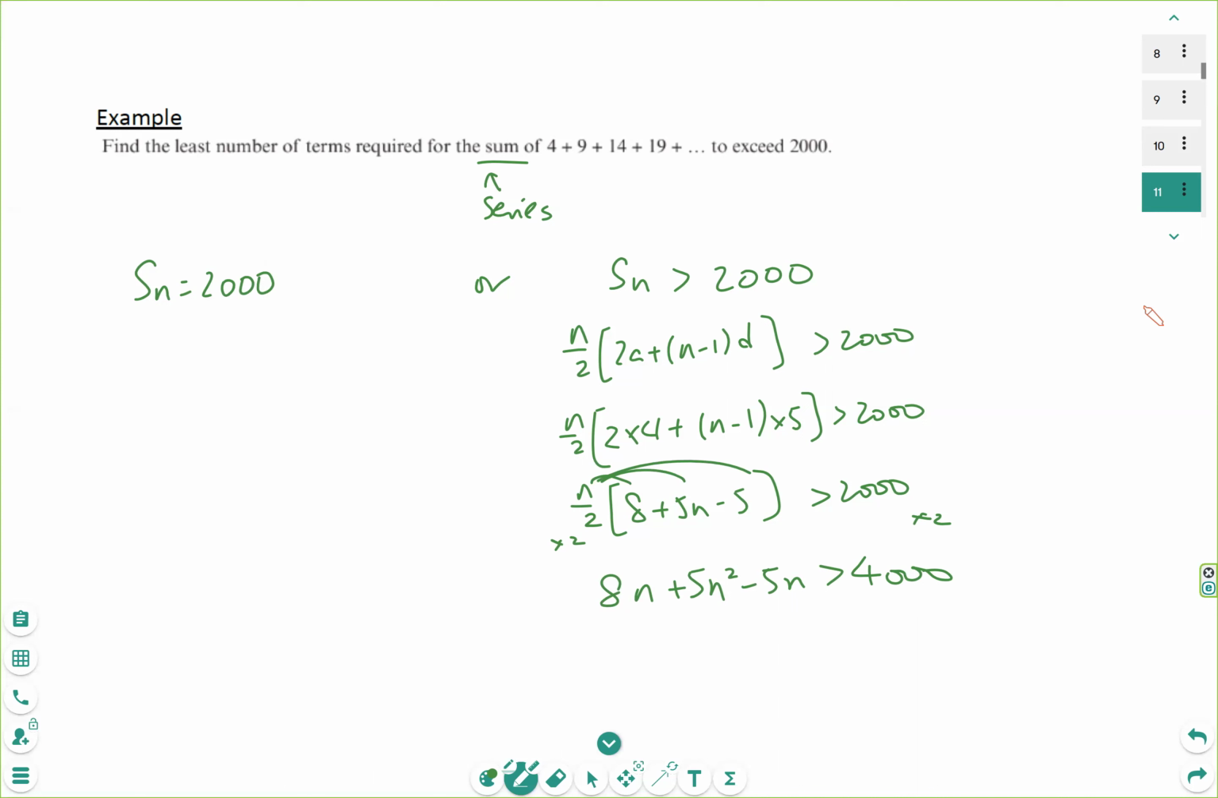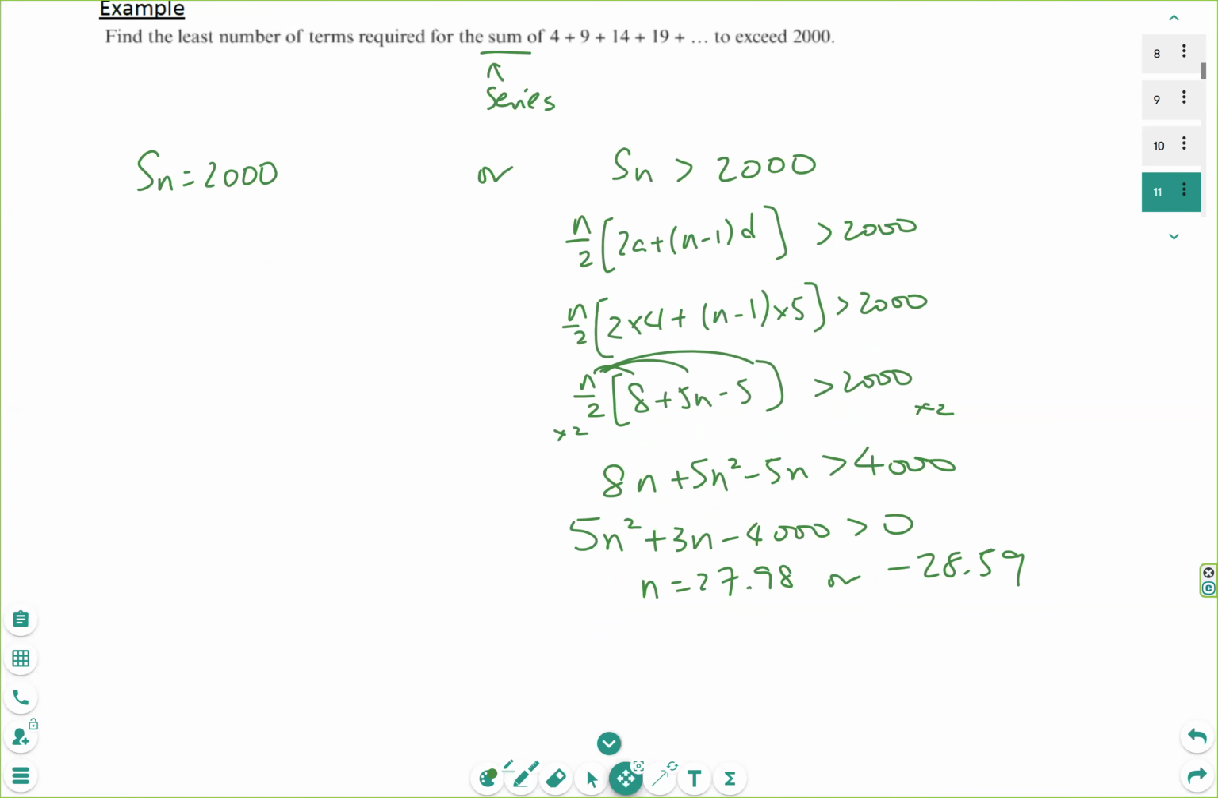So I see a quadratic in there, so I'll bring everything to one side: 5n squared plus 3n minus 4000 greater than 0. Okay, then I'll put it in the calculator. Let's put in the calculator, solve the quadratic. So 5, 3, minus 4000, I get n equal to 27.98 or minus 28.59.